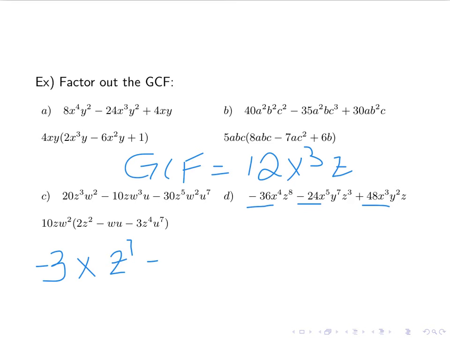My second term, 24 divided by 12, is 2. X to the 5th divided by x cubed is x squared. Y to the 7th, and then I'm left with 2 z's. My third term, 48 divided by 12 is 4. The x cubes cancel. I still have a y squared, and the z's cancel. And again, the answer is the product of these two things.